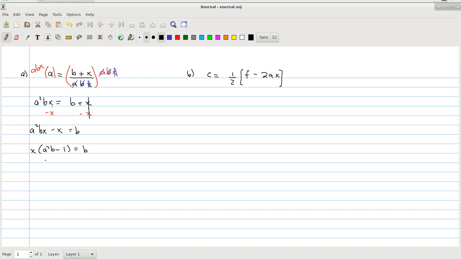Now finally, to get x by itself, we're going to divide both sides by a squared b minus 1. So we get x equals b divided by a squared b minus 1. We have x by itself, which is what we wanted.